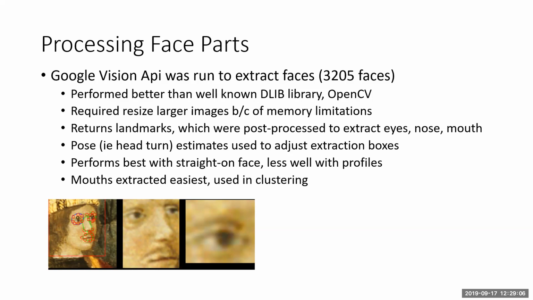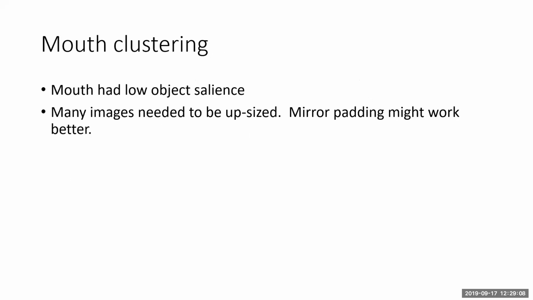Okay, and I started with the mouths. The mouths were actually the easiest thing to cluster because the mouths were the easiest thing to extract. The landmarking worked very well for that. But the problem is there were a lot of small mouths, so I did a clustering where I upsized the mouths to get them to be 224 by 224.